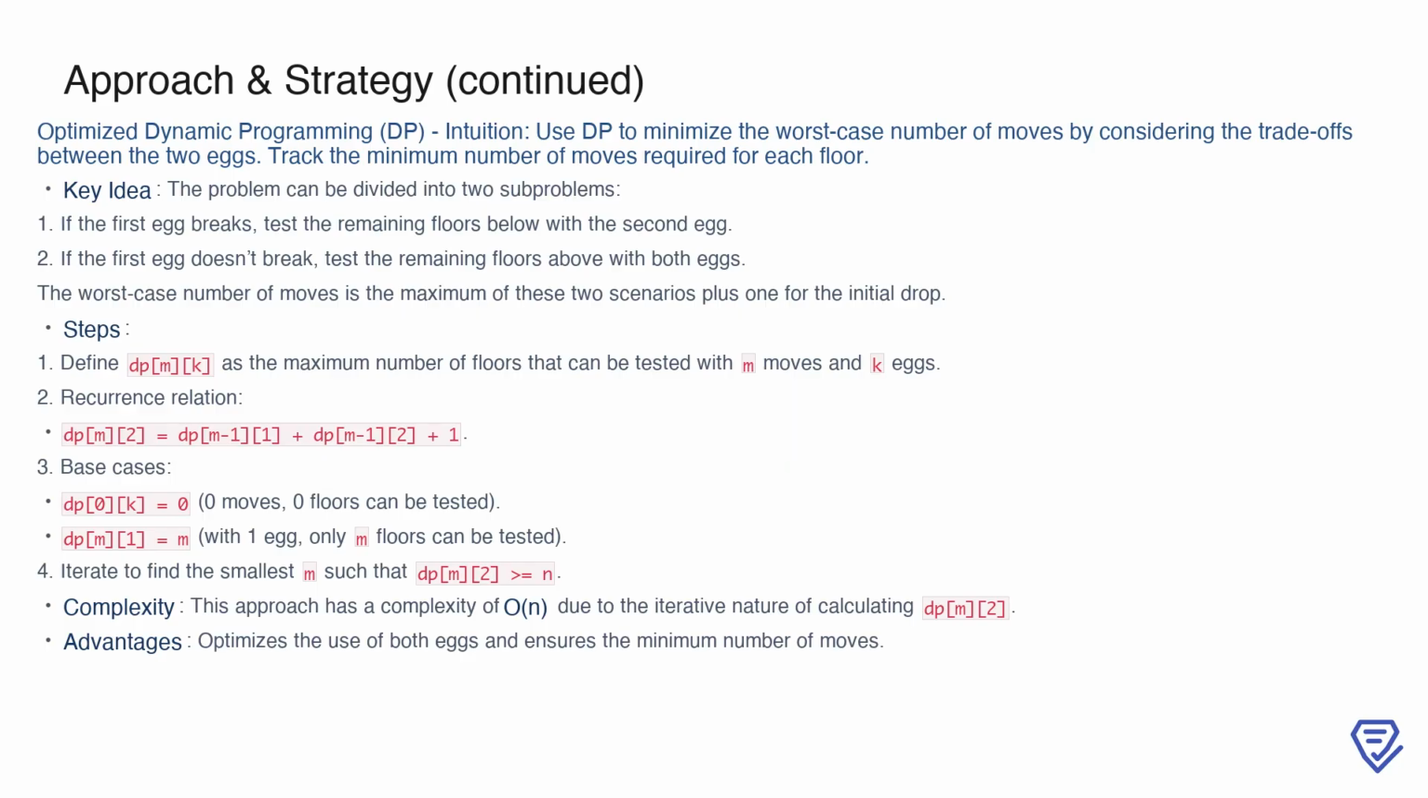The base cases simplify the problem. With 0 moves, no floors can be tested, and with 1 egg, we can only test up to M floors in M moves. By iterating through the DP table, we find the smallest number of moves M such that DP[M][2] is greater than or equal to N. This method ensures that we optimize the use of both eggs while minimizing drops.